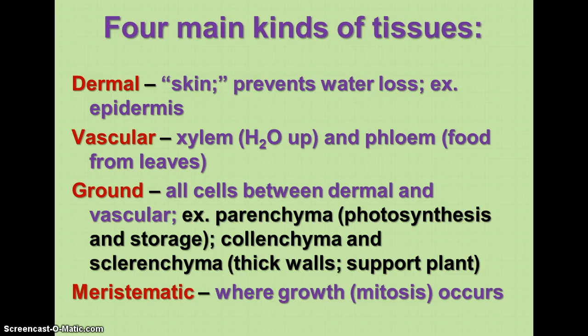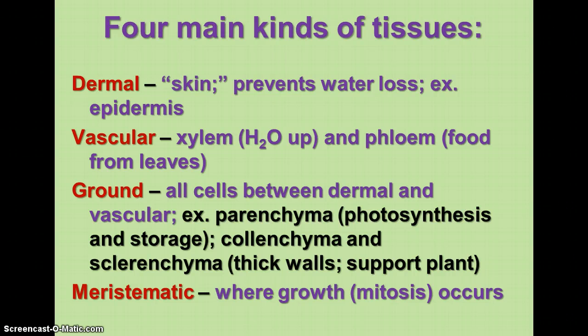There are parenchyma tissues that include the cells that undergo photosynthesis and cells that store foods in different places, like, for instance, the starch that's stored in a potato or something like that. There are collenchyma and sclerenchyma cells that have thick walls that are there for support. I'm not going to expect you to know parenchyma and collenchyma and sclerenchyma. I just want you to know that there's ground tissue that's undifferentiated tissue, different from the others.